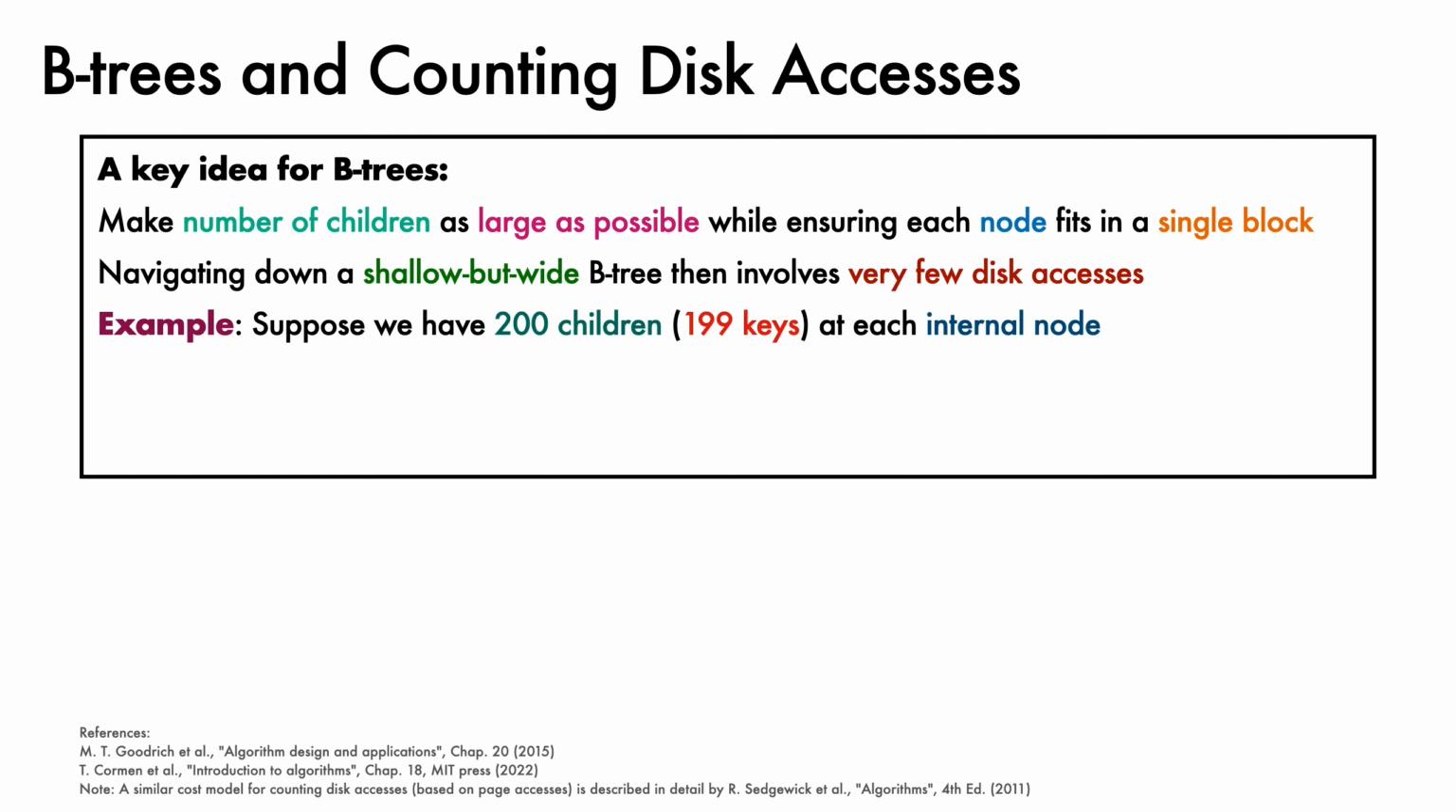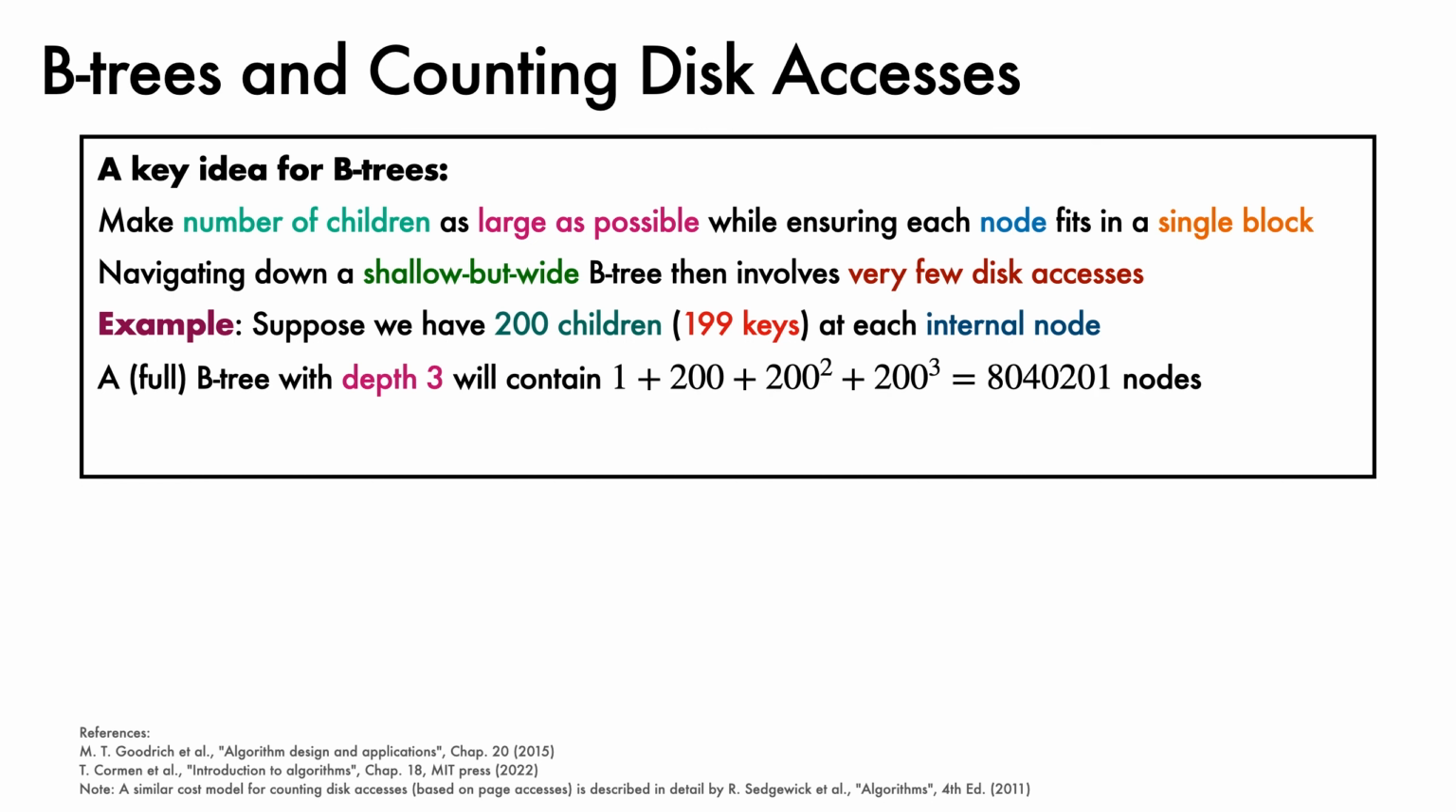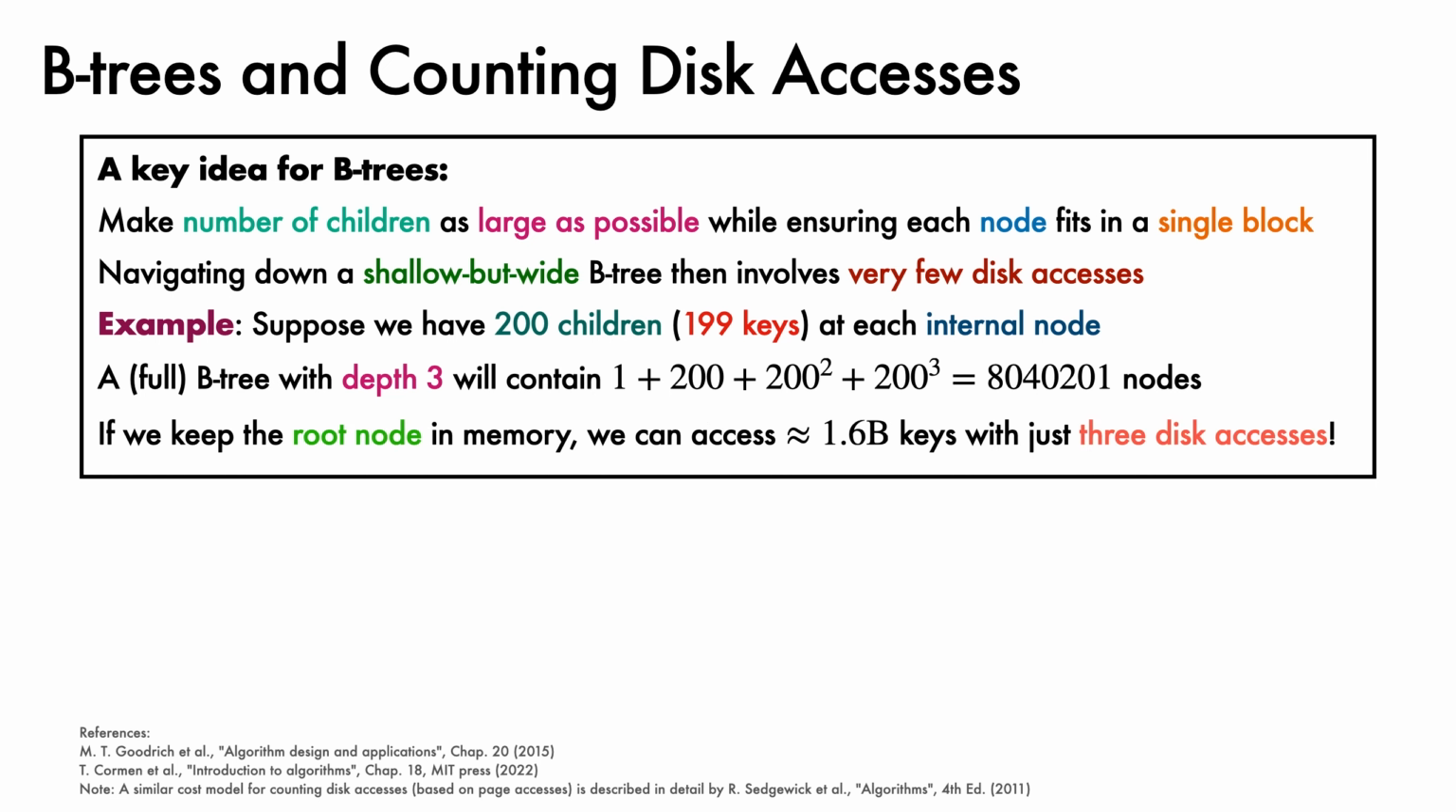For example, suppose that we can have 200 children, or equivalently 199 keys, at each internal node in a B-tree, with the same number of keys at each leaf node. Then, a B-tree with a depth of 3, where every node is full, will contain 1 plus 200 plus 200 squared plus 200 cubed nodes, which is 8,040,201 nodes. Assuming we always keep the root node in memory, this means that we can access any of roughly 1.6 billion keys using at most 3 disk accesses.